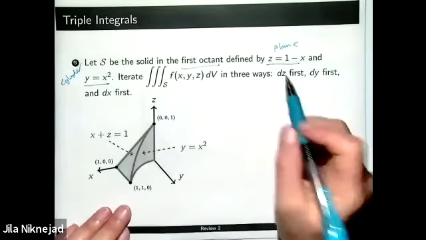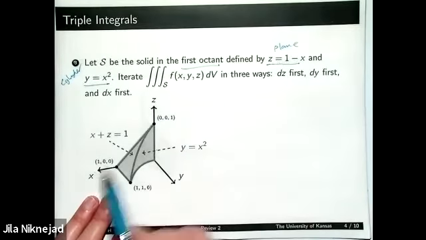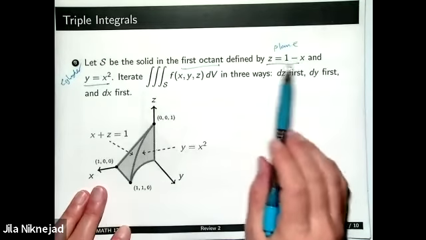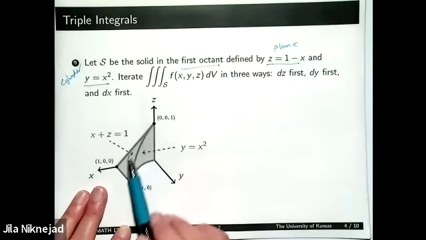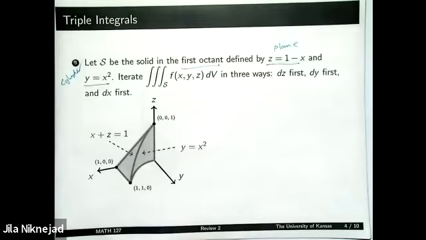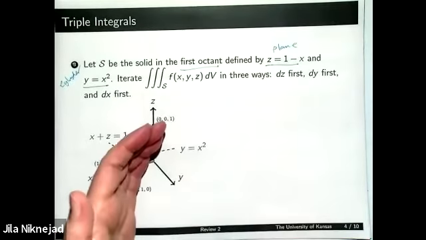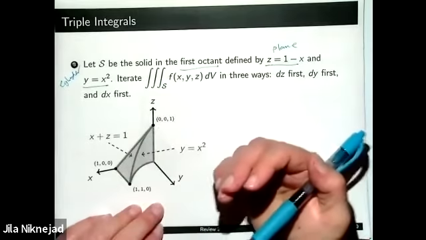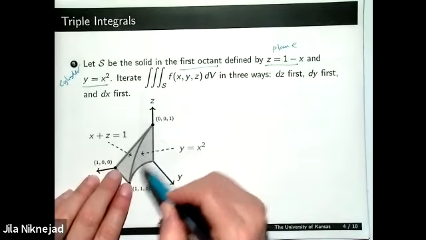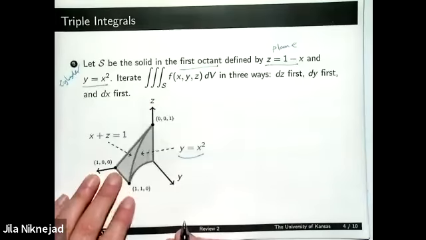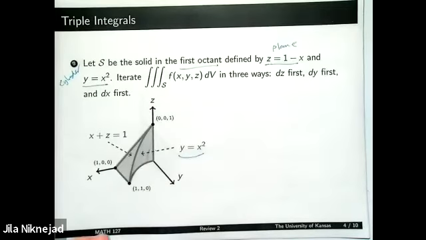So the plane, if you look at the intersection of this plane with the xz plane, you will see a line. Then there is this over here. That's the cylinder y equal to x squared. And y equal to x squared is perpendicular to the xy plane.